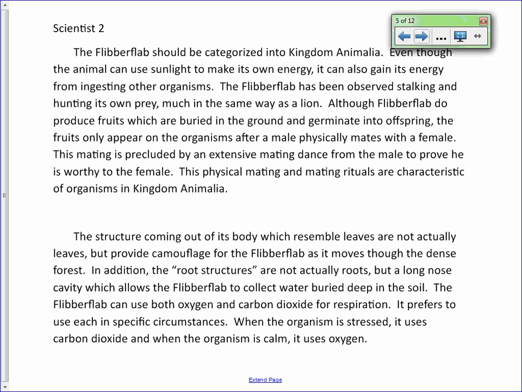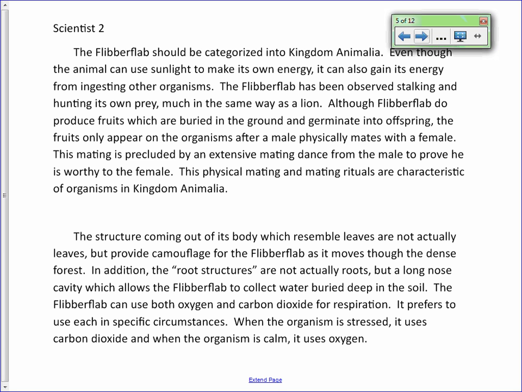Should be categorized into female and male. Even though the animal can use similar information from energy, it can also gain energy from ingesting other organisms. The liver plant has been observed stalking and hunting from prey, working the same way as a lion. Although liver plants do produce fruits which are buried in the ground and germinate into offspring, the fruits only appear on the organism after a male physically mates with a female. This mating is precluded by an extensive mating band from the male typically avoided from females. This physical mating and mating rituals are very difficult for organisms in human and wildlife. Excellent. So let's pause there.